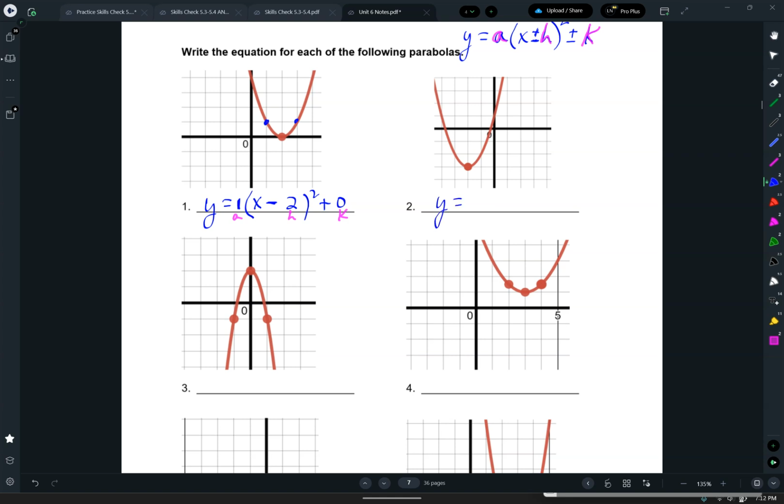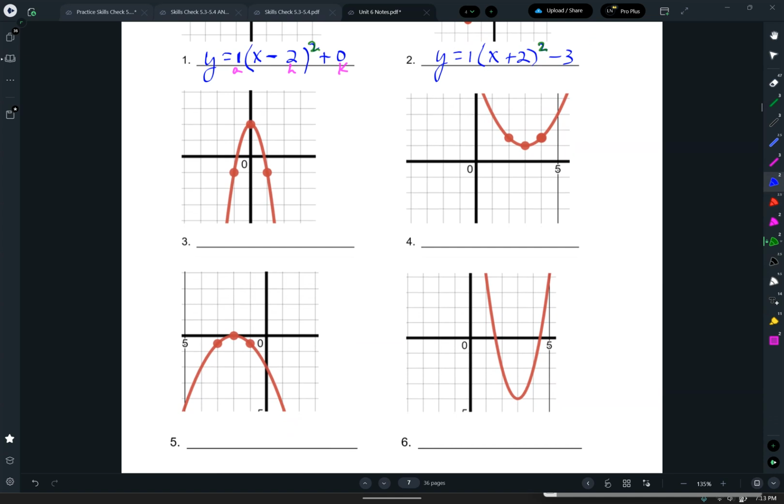I'm going to say y equals, I know it's a positive out in front because it's opening up. I can tell the slope idea, it was an up 1 over 1, so there's kind of like a 1 out in front. Okay, this one was moved 2 units to the left, so it's going to be x plus 2. And it was also moved 3 units down, so that's why it's a -3 out there. Now, don't forget, you always have to have that square on the parenthesis because that's what makes it be a parabola. Without that square, it's just the graph of a line.